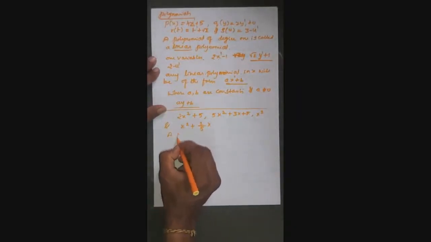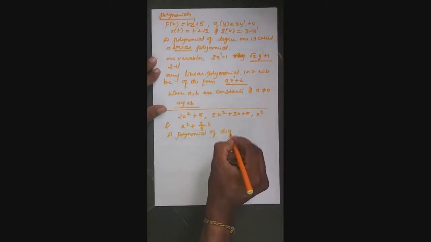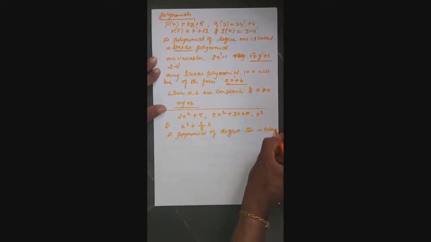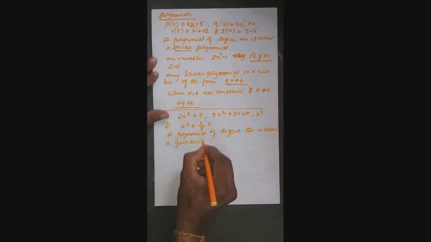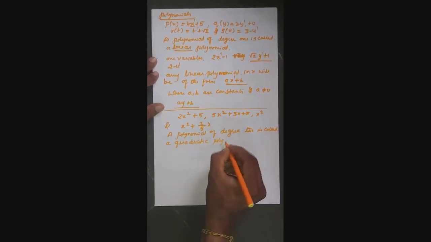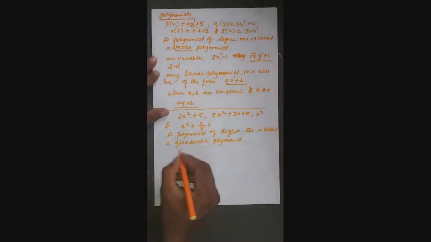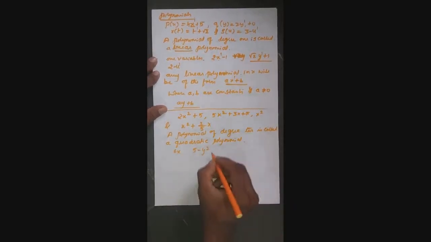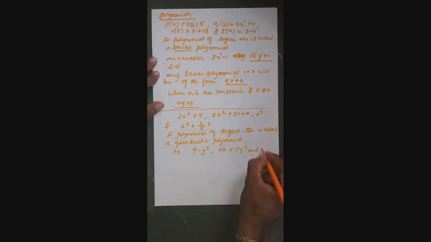A polynomial of degree 2 is called a quadratic polynomial. Some examples of quadratic polynomials are 5 minus y square, and 4y plus 5y square, and 6 minus y square.